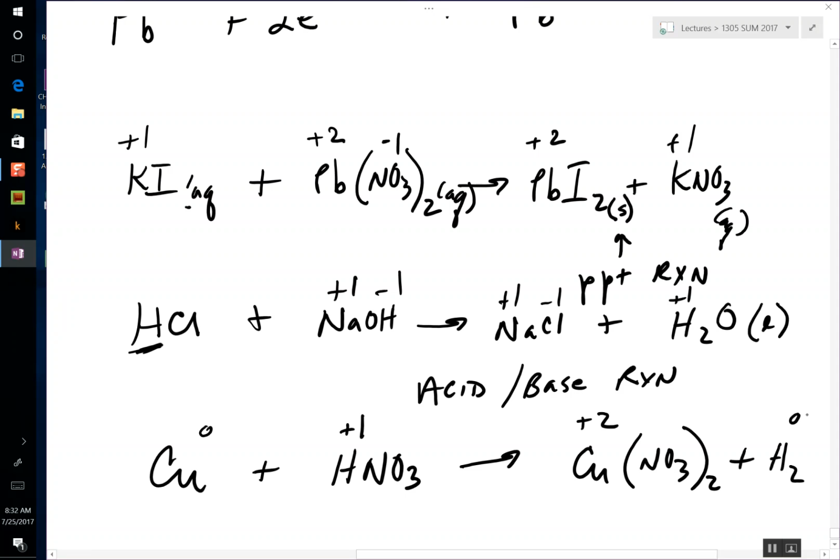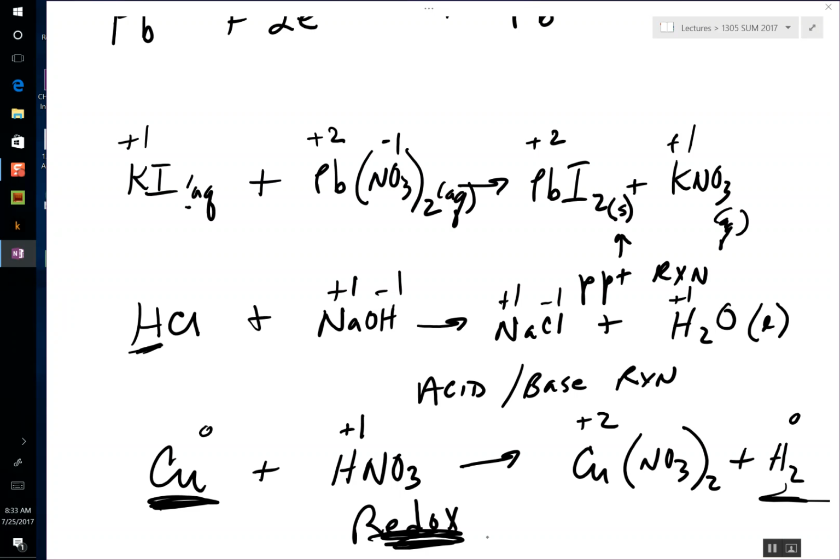Elements have no charge. So here's an element, copper, in its elemental form. Here's hydrogen in its elemental form, no charge. So the charges are changing. Something is changing a charge, so that gives you an immediate idea that it's an oxidation reduction reaction. The only way those things are going up and down in charge is because electrons are moving. Electrons are moving from one thing to another.